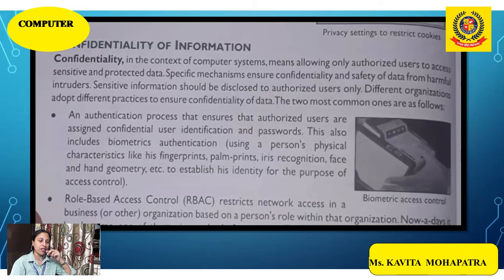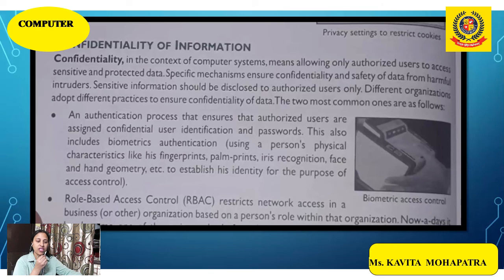Confidentiality of information. Confidentiality of the contents of a computer system means allowing only authorized users to access sensitive and protected data. Specific mechanisms ensure confidentiality and safety of data from harmful intruders. Sensitive information like your phone numbers and credit card details should be disclosed to authorized users only. Different organizations adopt different practices to ensure confidentiality of data. The two most common ones are as follows.